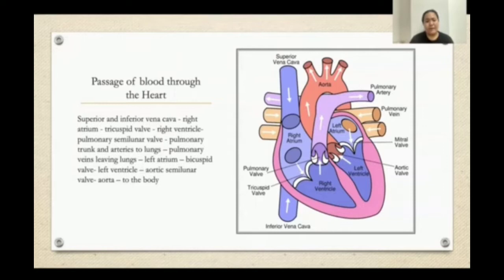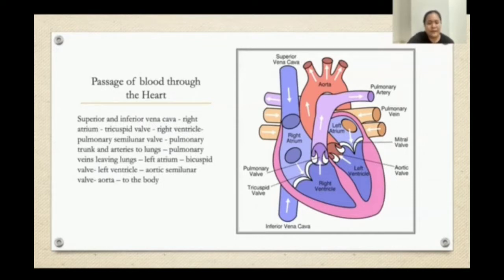This is the diagram of the passage of blood through the heart. Both right and left sides of the heart work together. I will describe the pattern of the pathway, which is repeated over and over, causing the blood to flow continuously to the heart, lungs, and body to supply oxygen and nutrients.